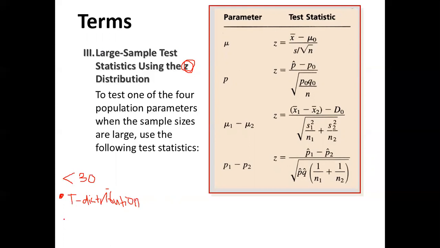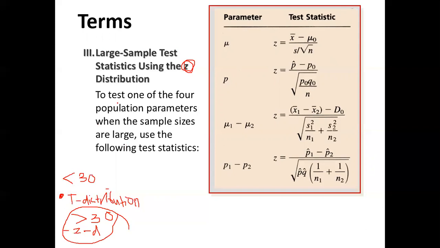But for a large sample size that is greater than 30, we are going to use the Z distribution. So in this chapter, we are going to use the Z distribution because we are going to use large samples.